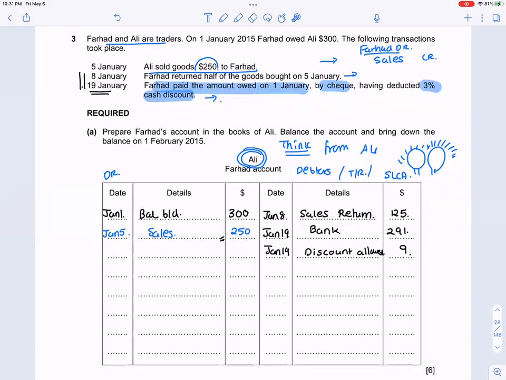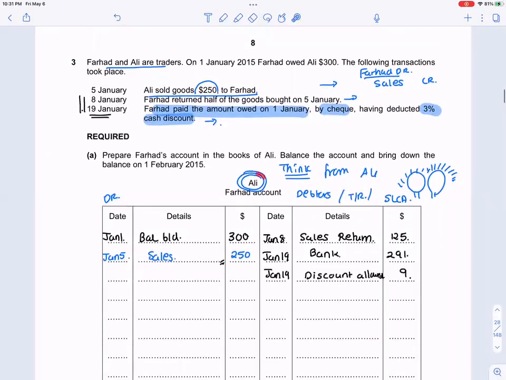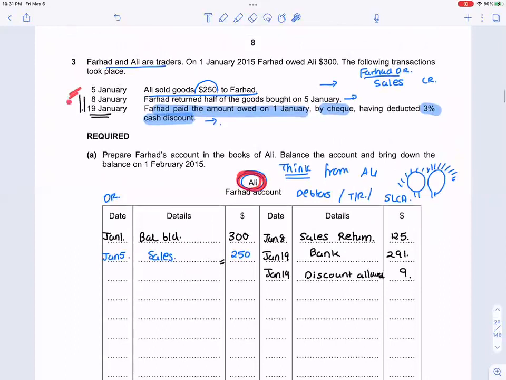So when you have to prepare a ledger account like this, your first step would be to think from this person's point of view, pass the first journal entry, and identify if it is an SLCA or a PLCA. Think from the person's point of view, pass the first journal entry, identify if it's an SLCA or PLCA, and make the account.